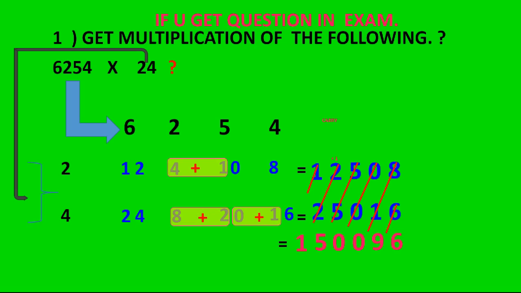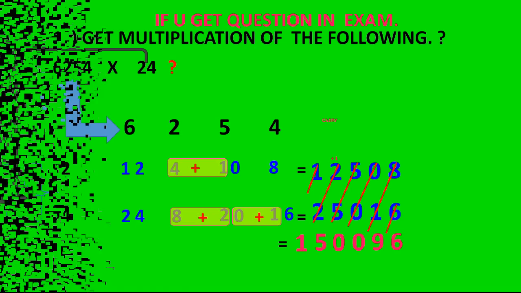Now you will see if there are 3 digits here. In the place of 24 there is 2, 4, 5 like that. Okay, I will show you here. 73654 into 245. It's 3 digits now. 3 digits. Now what do you have to do?